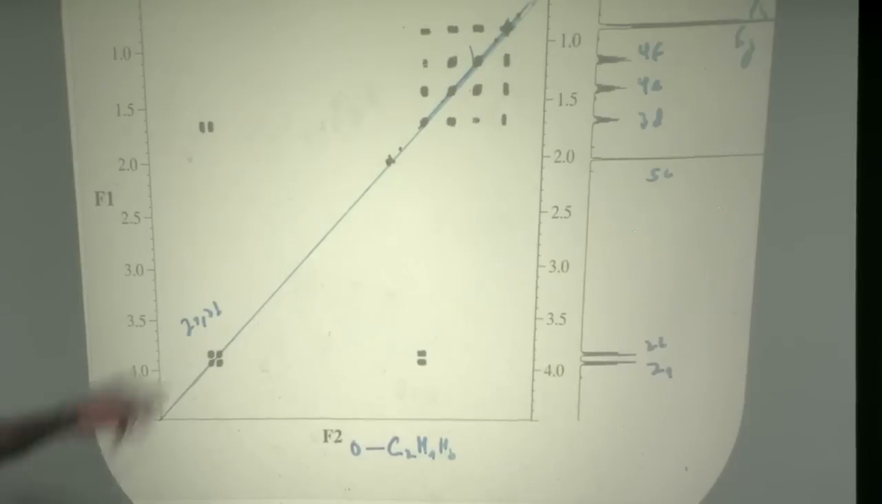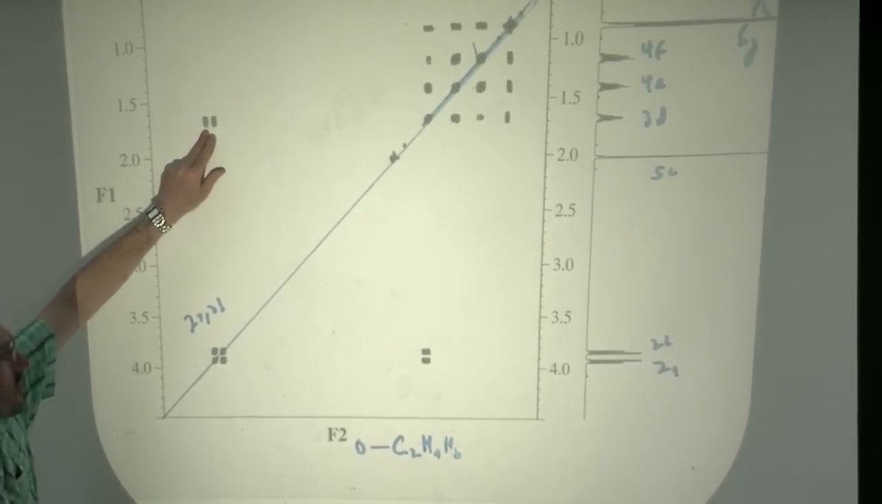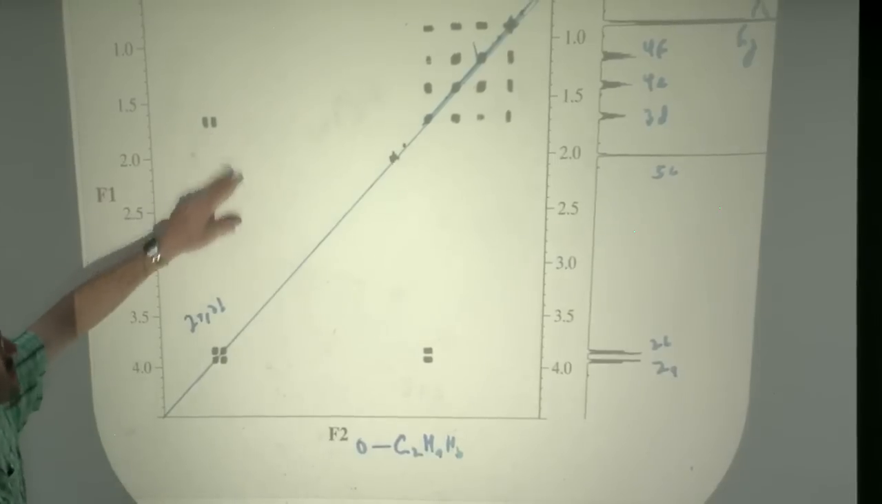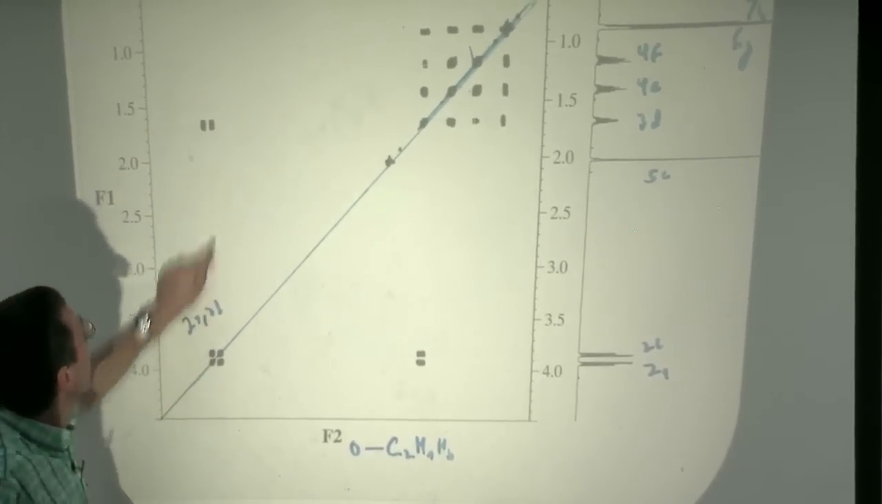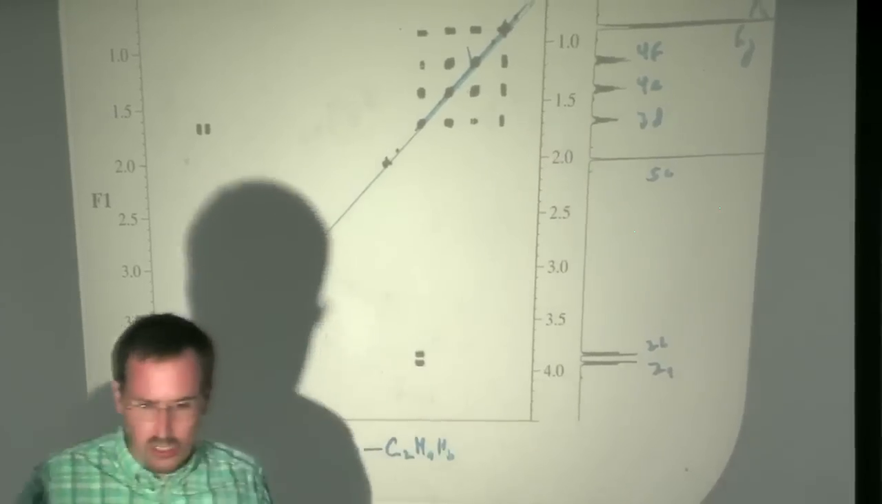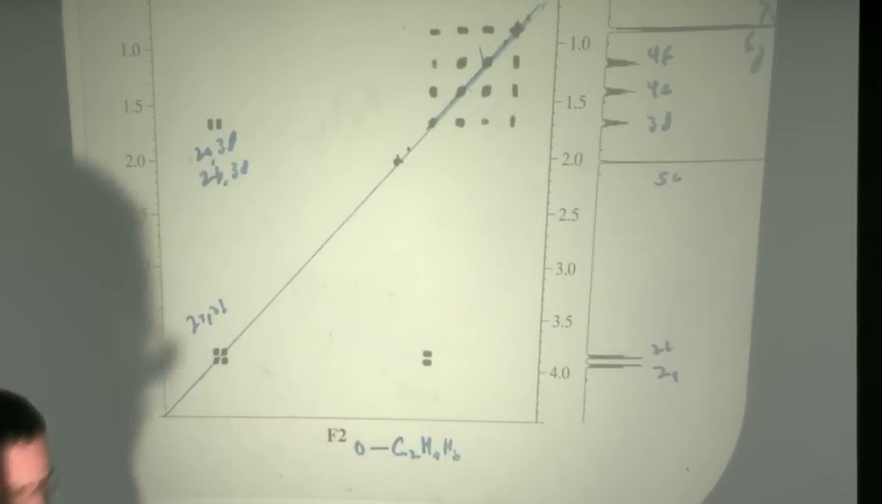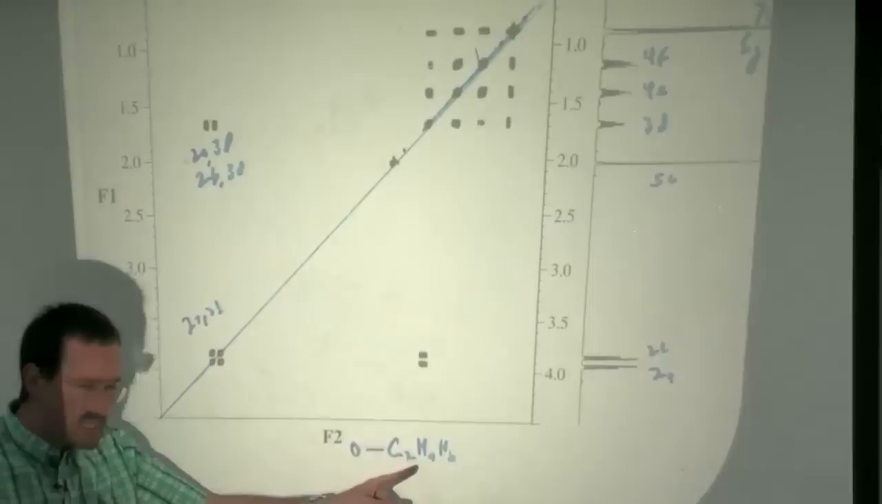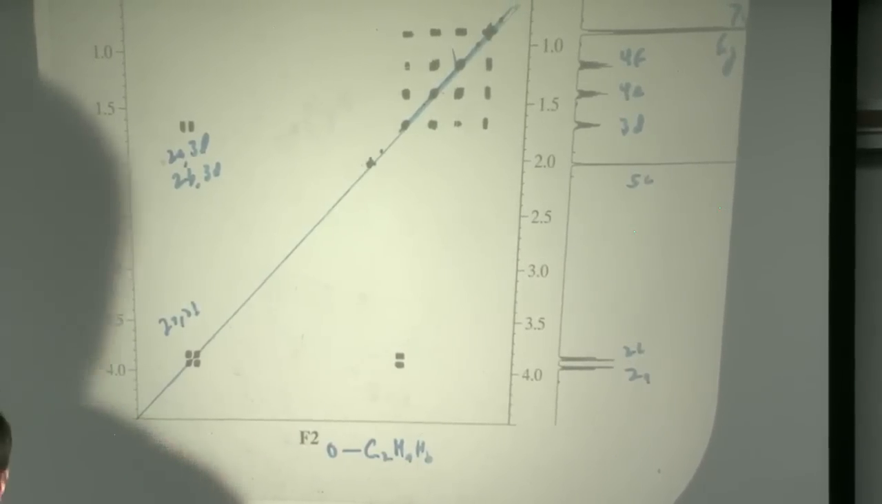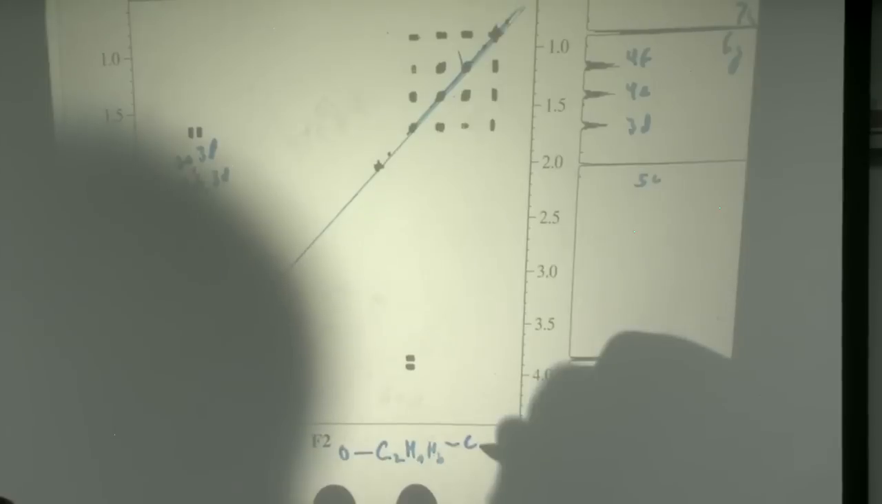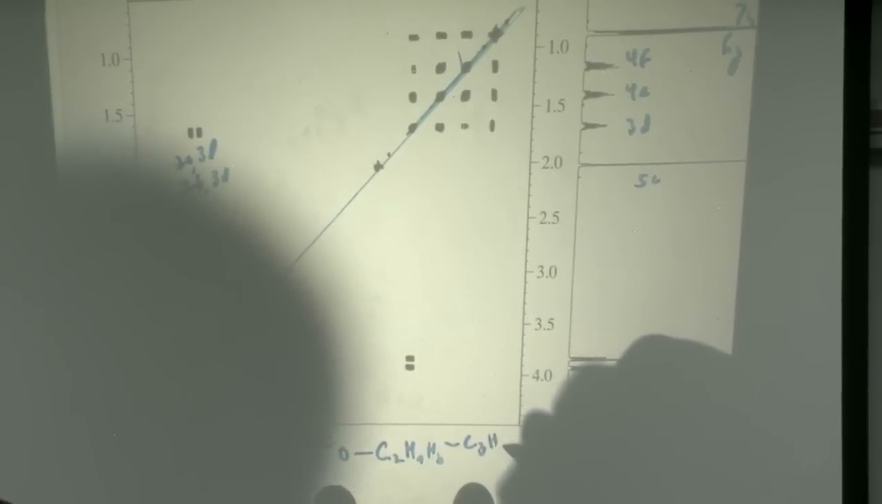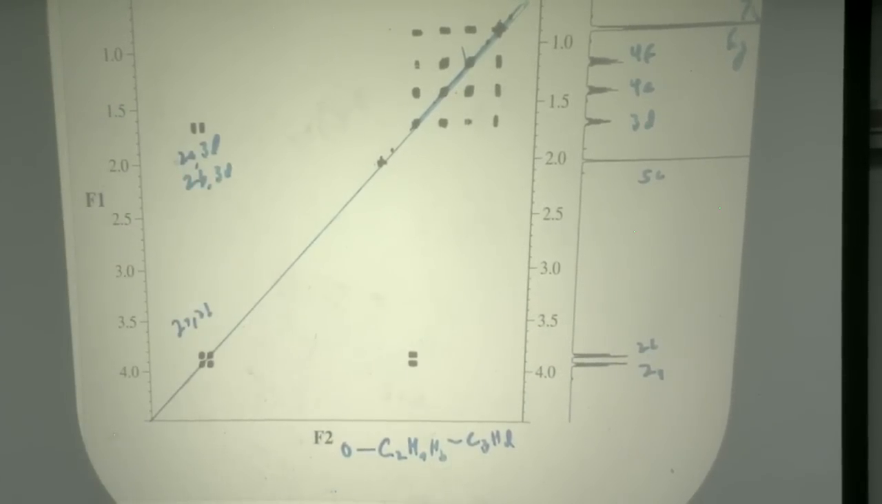All right, here's where we start to get some new information, because 2A and 2B each cross with 3D. See, I can go up and over. So that's useful: 2A with 3D and 2B with 3D. Okay, that's useful, because now I know I have C3, HD, and it's connecting. And I'm starting to put this thing together in a systematic fashion. And I'm just going to continue to read my spectrum.